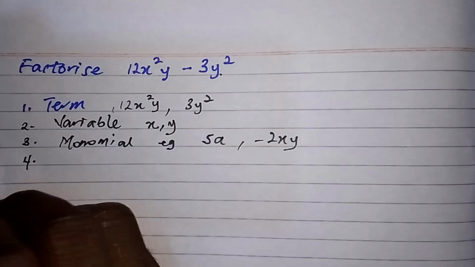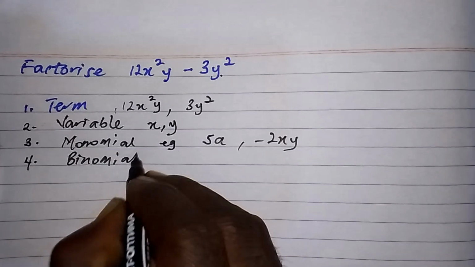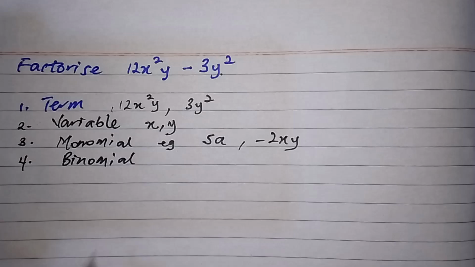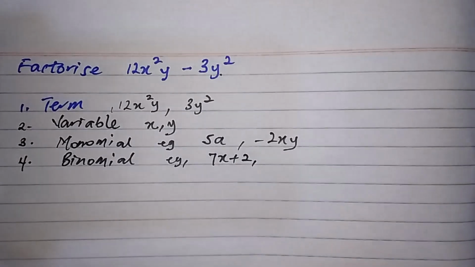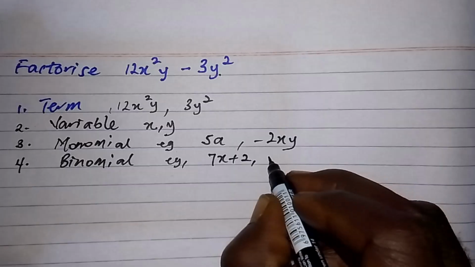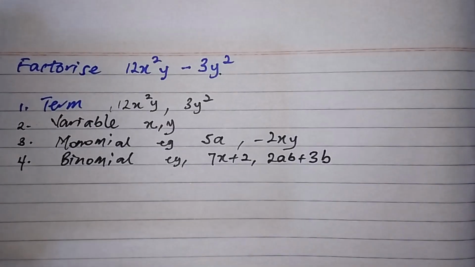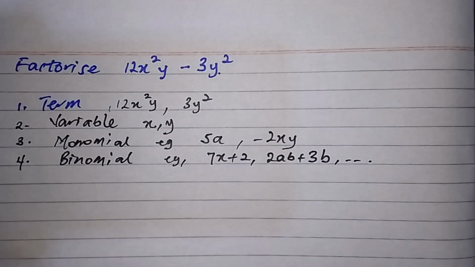Another term we want to look at is what we are calling a binomial. For a binomial, bi means two. It means that in this expression, there are two terms. For example, 7x plus 2 is a binomial. 2ab plus 3b is also a binomial. So we can have a lot of binomials.